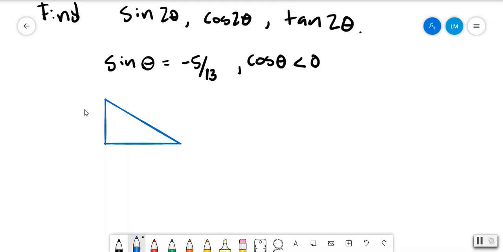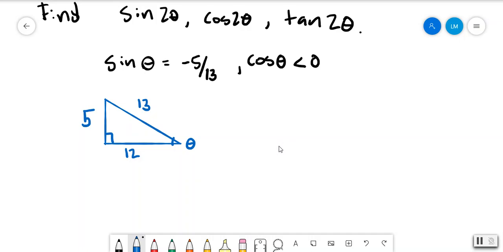this part is going to be 5. Okay, so we have our theta. And then this part is going to be 13. But if we use the Pythagorean theorem, we have that this is going to be 12.